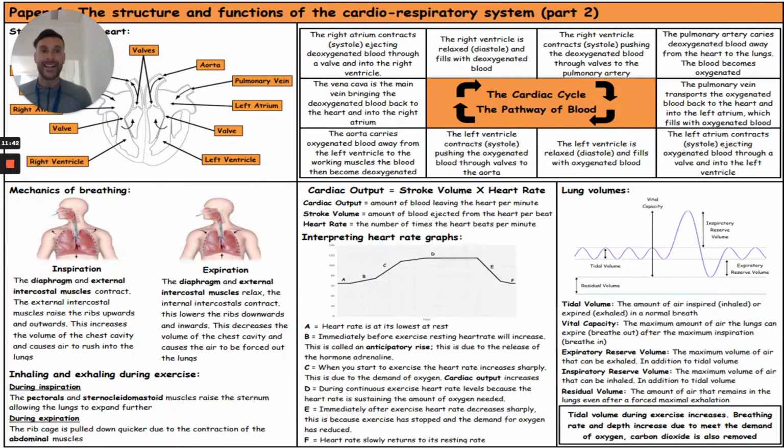Vital capacity is the maximum amount of air the lungs can expire after a maximal inspiration. So basically, your vital capacity is the maximum amount of air you could possibly have in and out of your lungs at any one time. As you exercise, your vital capacity decreases because your tidal volume increases, and they're linked. Expiratory reserve volume is how much more you could expire. Inspiratory reserve volume is how much more you could inspire. And finally, the residual volume is the bit left in the lungs at all times. There's always some air in your lungs, and that's the residual volume.